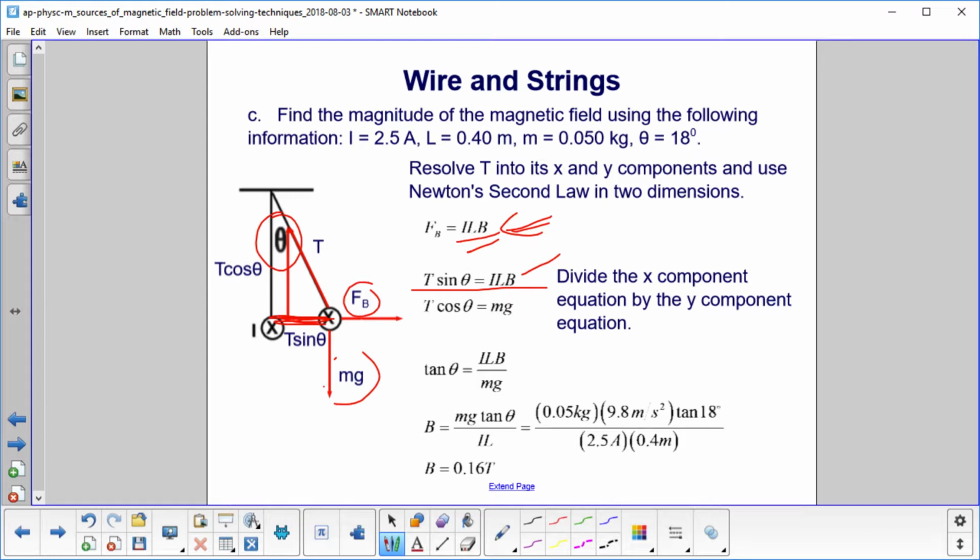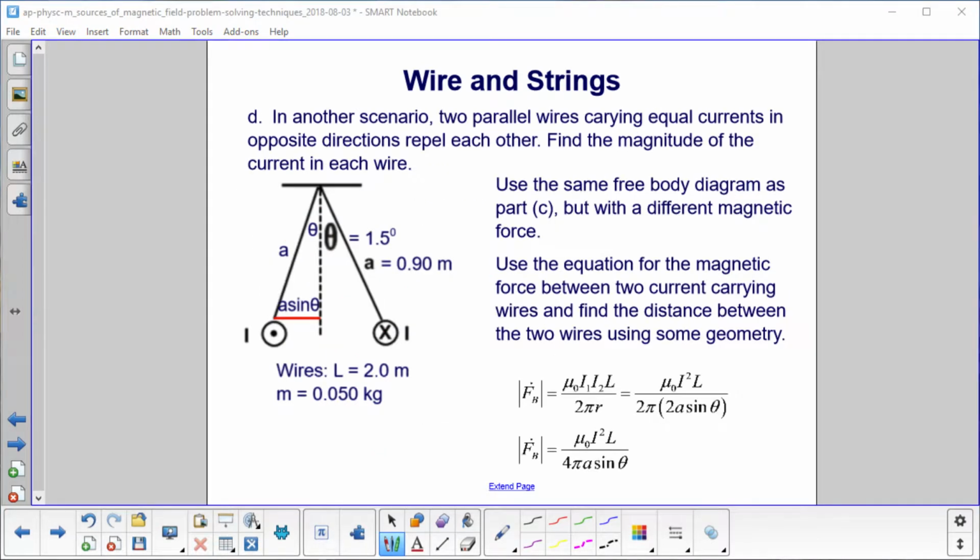And that gets rid of your tension force, which is good because we're not interested in it at the moment. And you get tan theta is ILB over mg. You solve that for B, plug in all the numbers, and you get the magnetic field is 0.16 Tesla. In another scenario, two parallel wires carrying equal currents in opposite directions repel each other. Find the magnitude of the current in each wire.